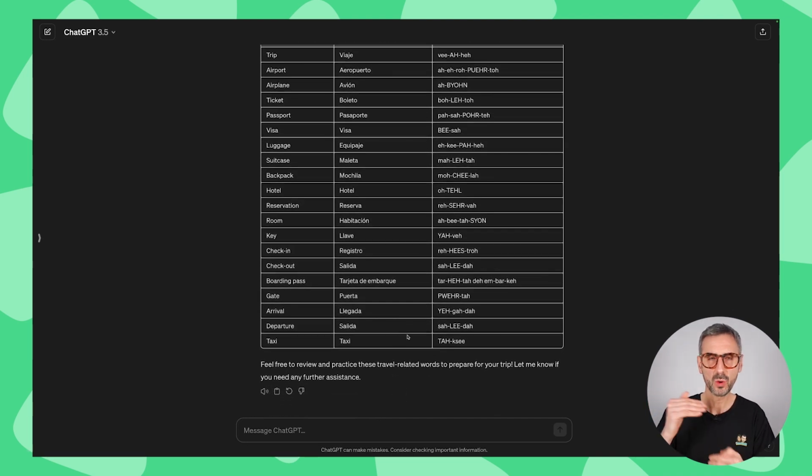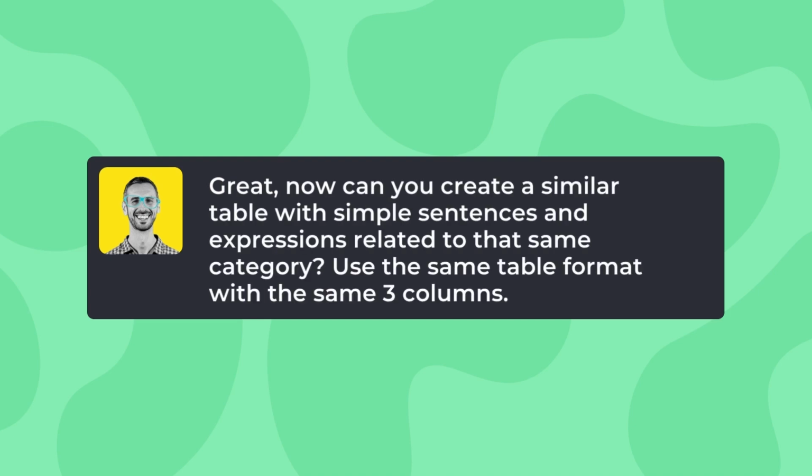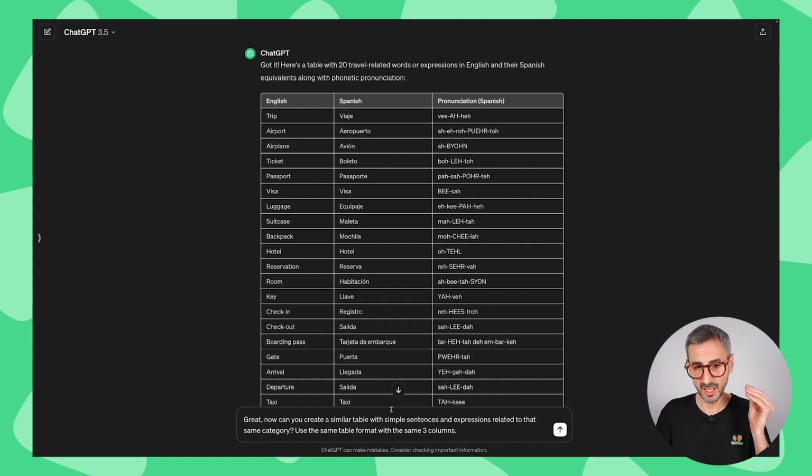Now, let's crank it up a notch, and instead of just vocabulary, like words, let's ask it for more elaborated sentences or expressions, still related to these categories of useful everyday vocabulary to learn when you're learning a new language. And the prompt I will use for that is the following. Great! Now, can you create a similar table with simple sentences and expressions related to that same category? Use the same table format with the same 3 columns. So if I hit enter here, if I launch this prompt, I should have sentences and expressions related to going on a trip. Let's try.